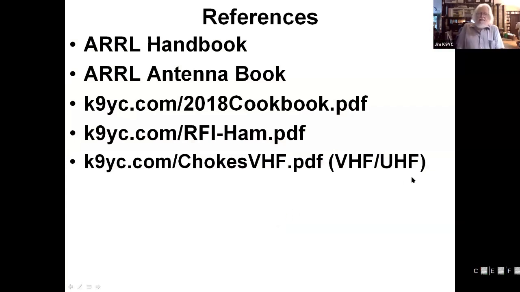That's what I got. Here's some references. The Cookbook is on the website, k9yc.com. RFI-ham is the original ham tutorial about how chokes work, and a whole lot about RFI, and a whole lot about a lot of other stuff. And the last reference is a short cookbook that I did for VHF and UHF chokes. That's what I got, and I guess we're ready for questions.